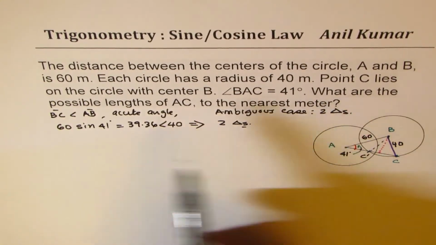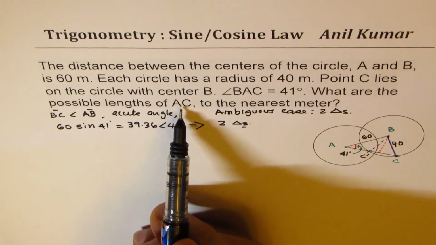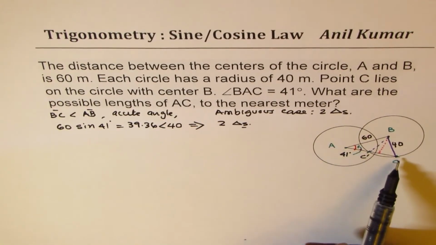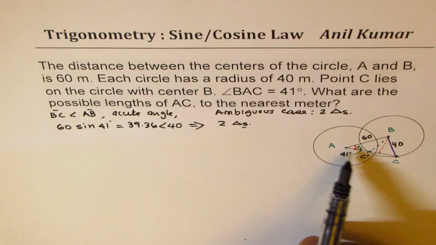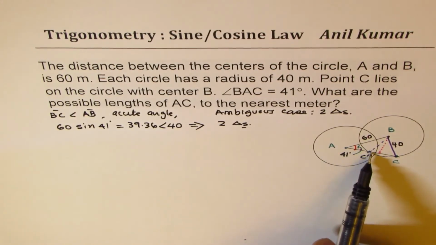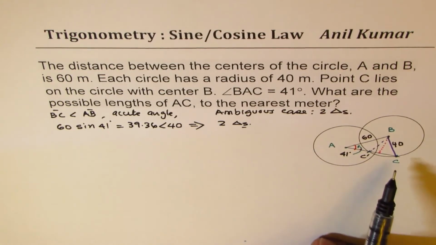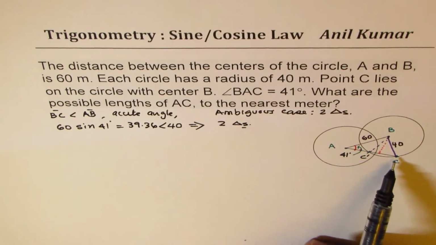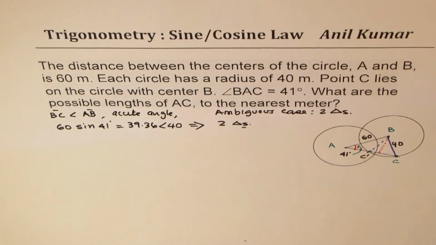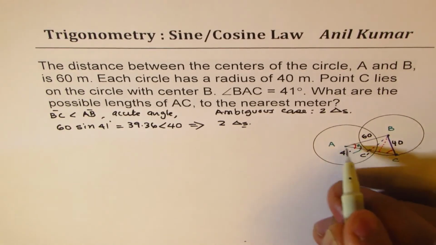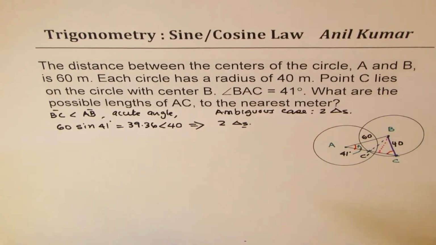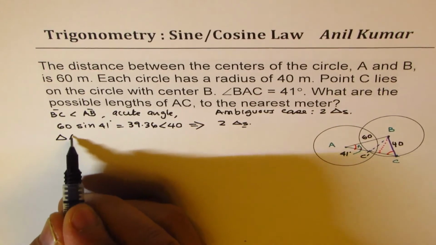So what are the possible lengths? There are two possible lengths of AC. One is written as AC, the other as AC dash. I hope this part is very clear. Now let's figure out angle C first. We'll find this angle using the big triangle ABC, so let's analyze the big triangle ABC.